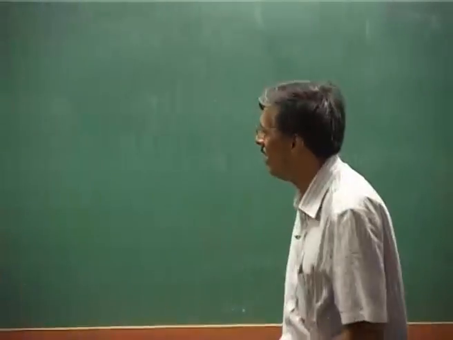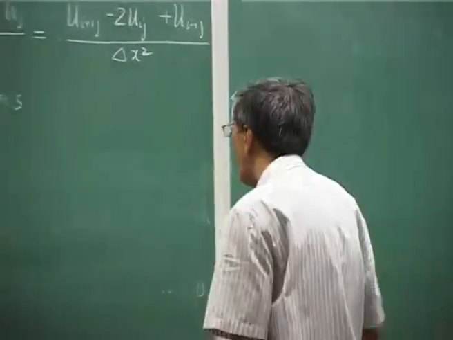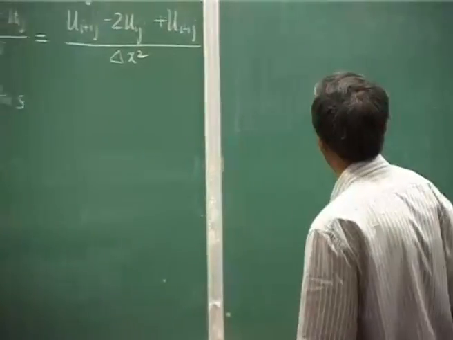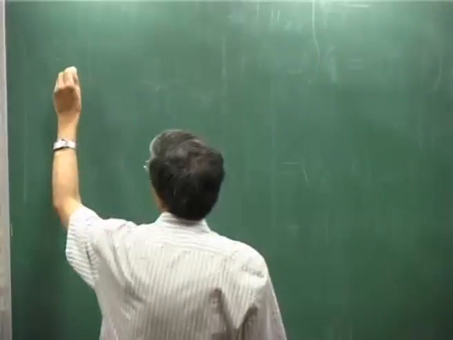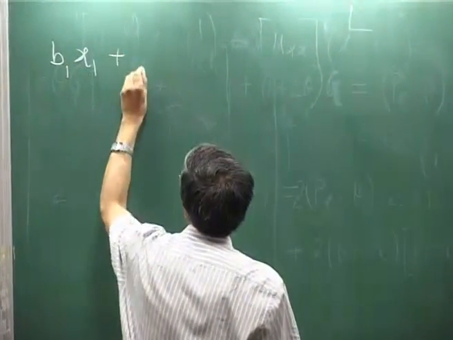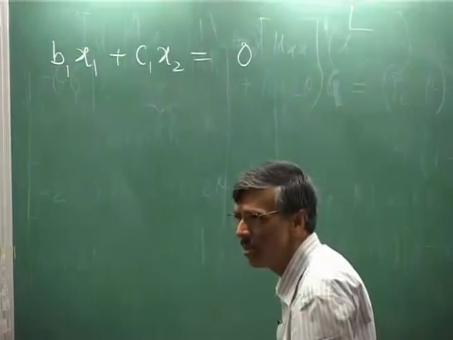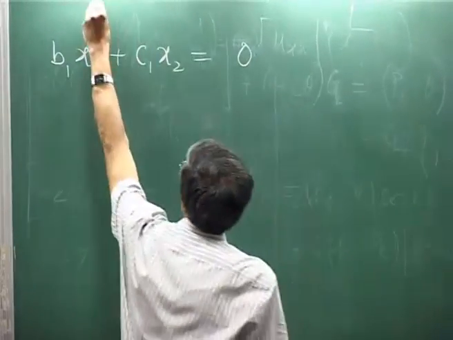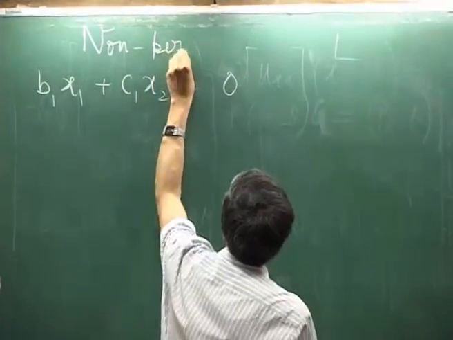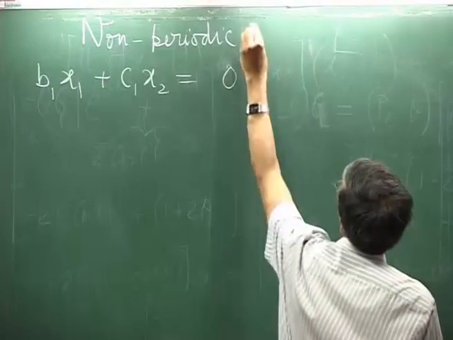Now, all that I am going to ask you now is to help me in writing down the discrete equation. See, earlier we had written B 1 x 1 plus C 1 x 2 equal to 0 was the first line. So, this was when we did not have any periodicity involved. So, I will call them the non-periodic problem.